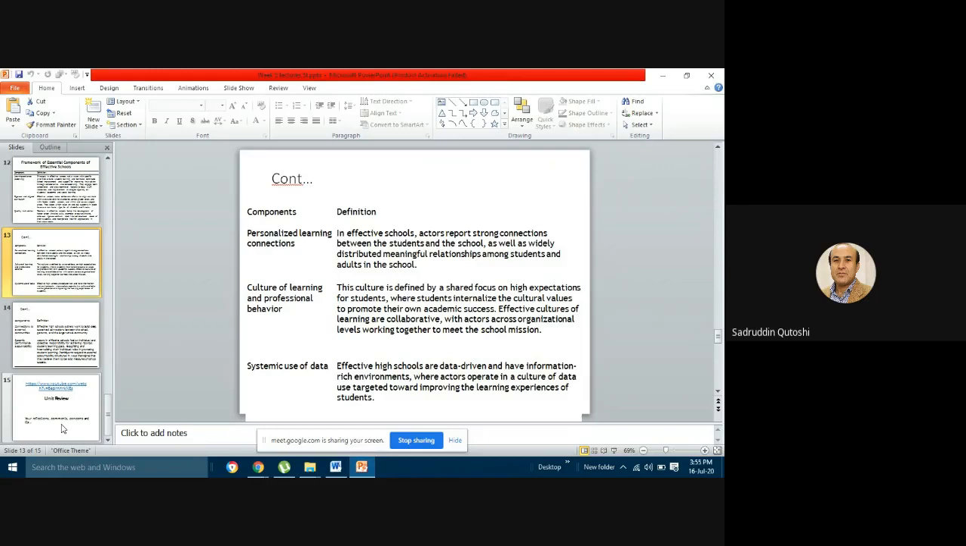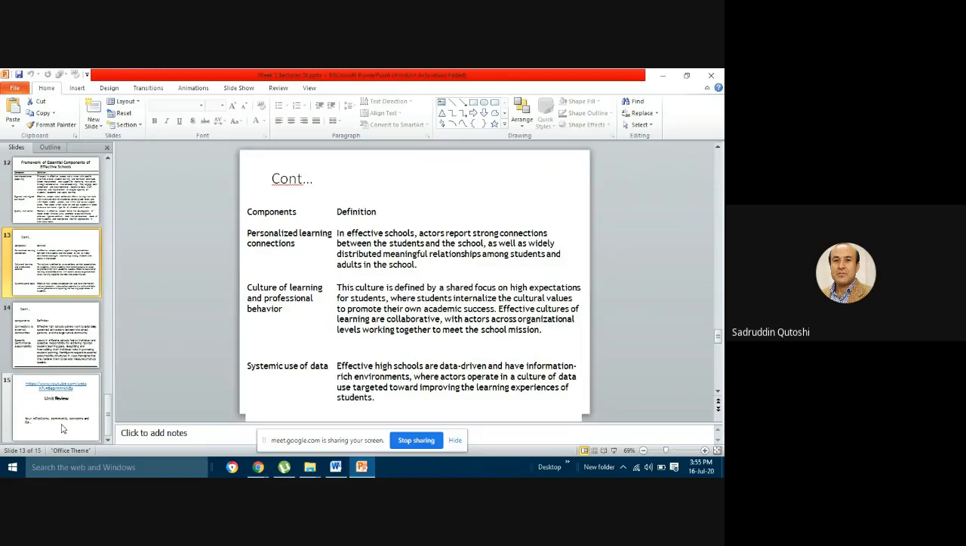Now come to another important component of the effective school framework, and that is culture of learning and professional behavior. So what kind of culture do you have in your school, and what kind of culture does this effective school system framework talk about? So you need to study both.